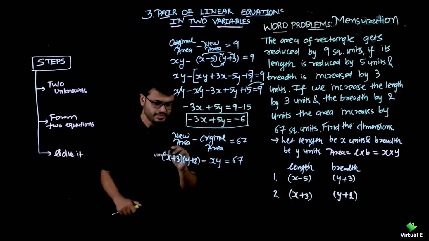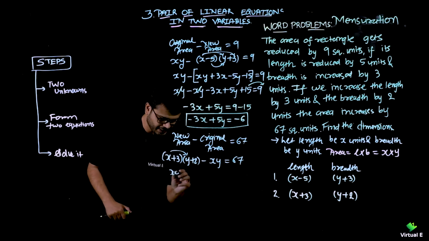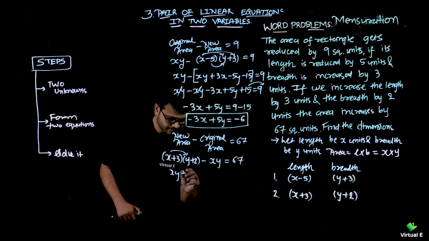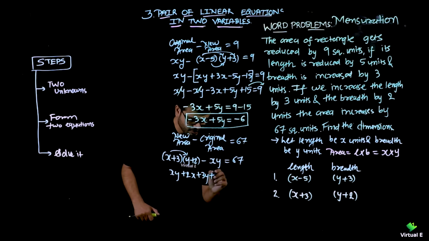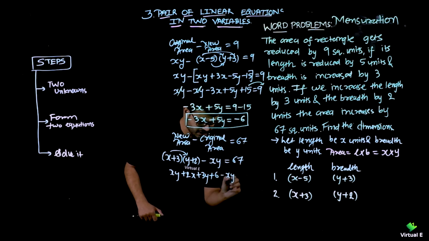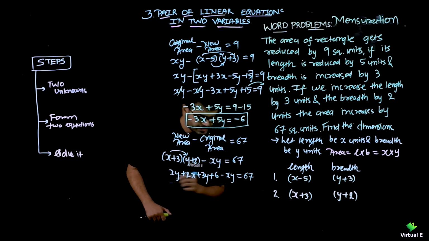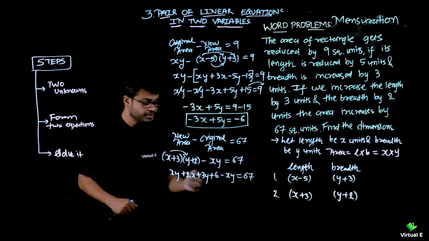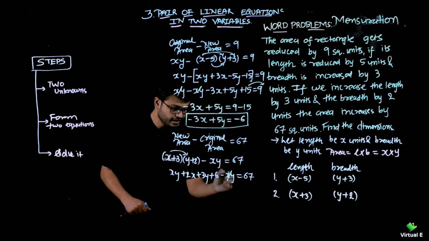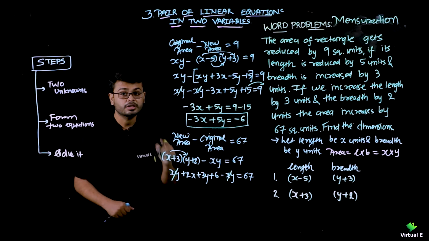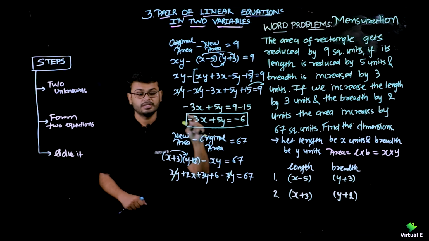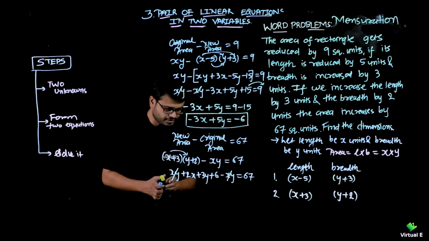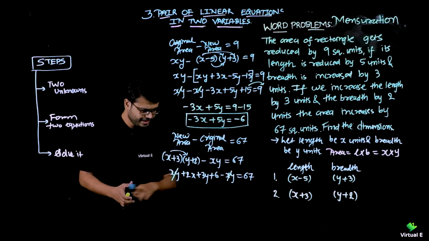So let's multiply x into y, that will give you xy, x into 2, that will give you 2x, 3 into y, that will give you 3y, 3 into 2, that will give you plus 6, minus xy is equal to 67. So again over here, xy is positive and xy is negative, so this will again get cancelled, right? It is not coming into our final equation, right? So it's easy to solve the equation for us. Now let's simplify it further.